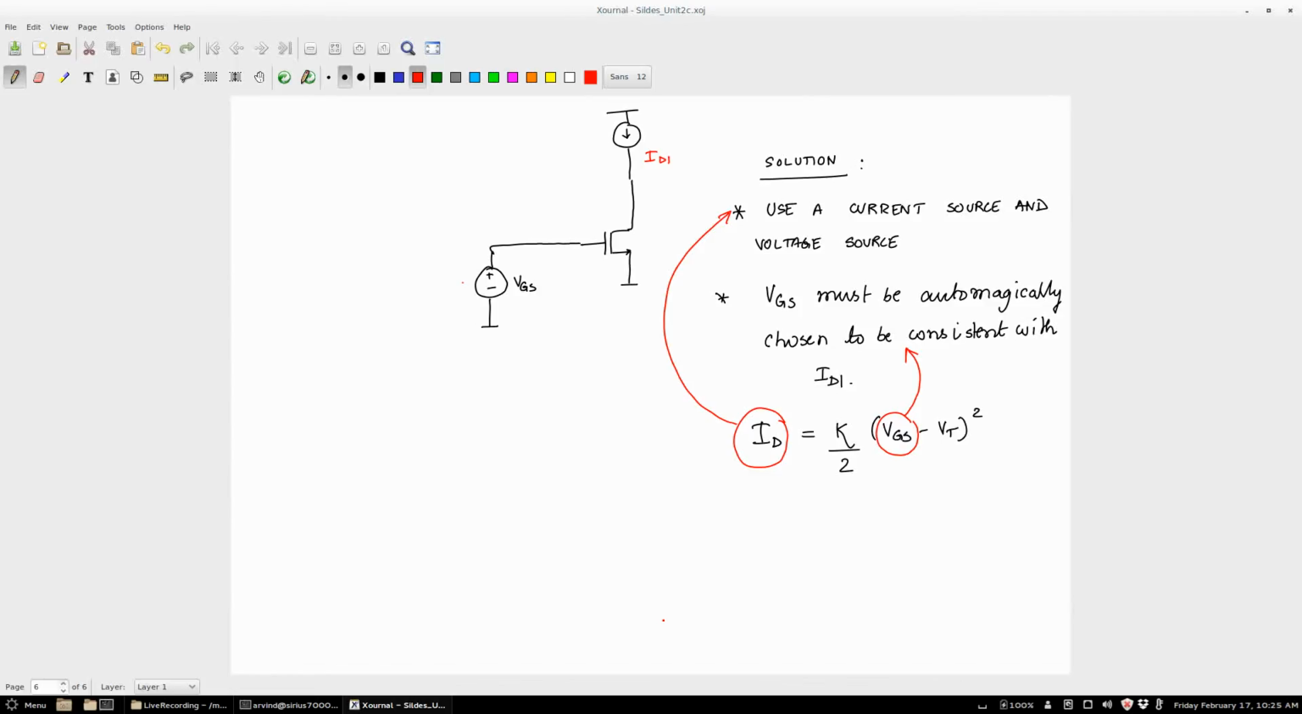So we have to think of a way where it automatically finds what is the value of VGS that is required in order to have a consistent value of current flowing through the transistor. Okay, so that is the solution. Is everyone with me so far? Don't lose me. If you lose me now, you will lose me for the next 3 weeks. If you are stuck, ask questions, we can clarify again.